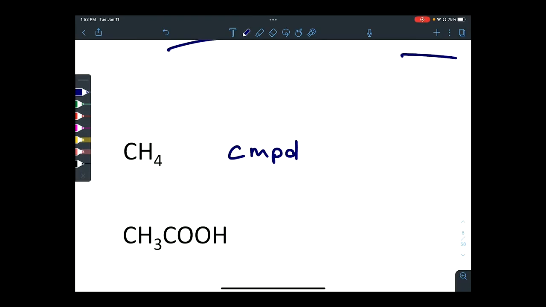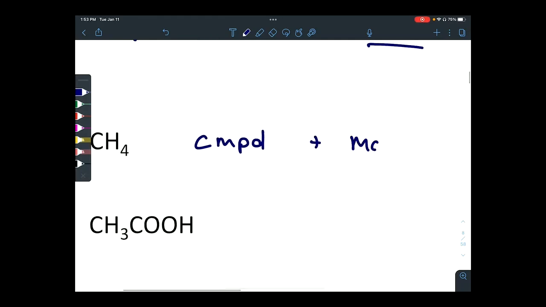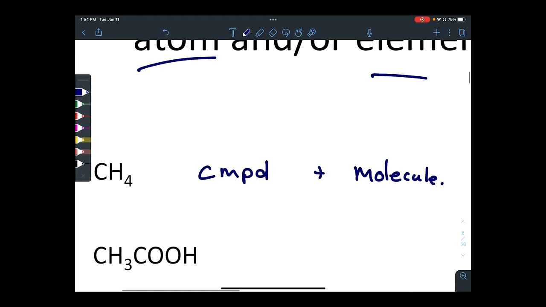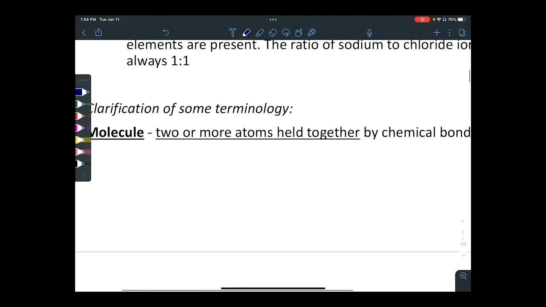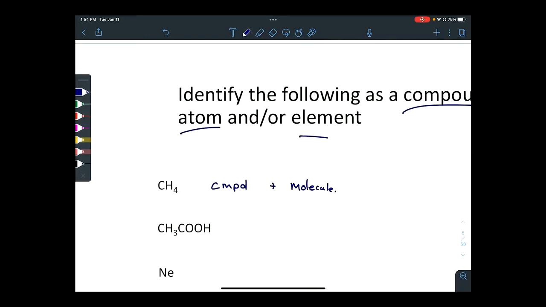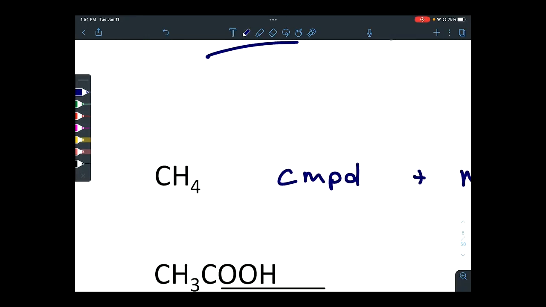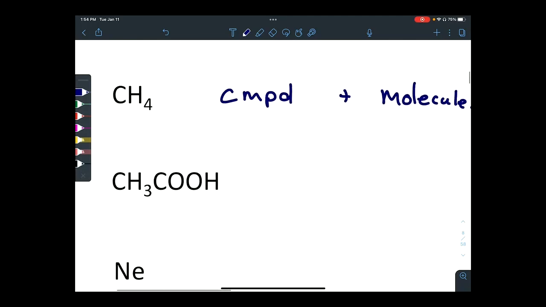So CH4 is a compound, but if we want to be really nitpicky here, if we are talking about just one unit of CH4, we would specifically say that's a molecule of CH4. So this is a compound and it's a molecule. Let's look back at the definition of molecule: 2 or more atoms held together by chemical bonds. So it's at least 2 atoms. Here there's a total of 5 atoms, a carbon and 4 hydrogens. So when we combine all of them, we form a molecule because there's more than 1 atom present. So CH4 is a compound and a molecule.